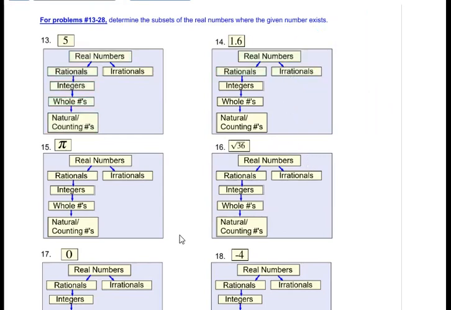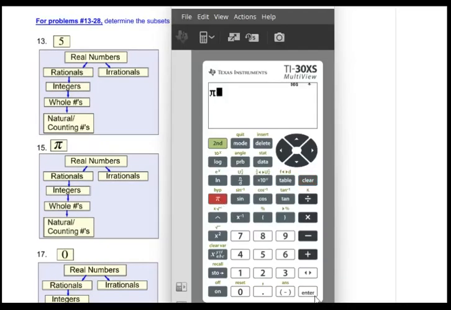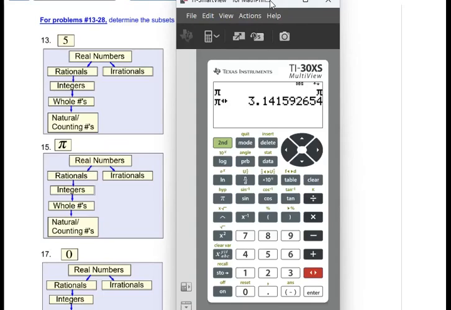Let's now look at number 15, the number pi. Pi is not 3.14. There are many more decimal places than that. Pi is 3.141592654. It does not end there. The calculator will only hold so many decimal places.